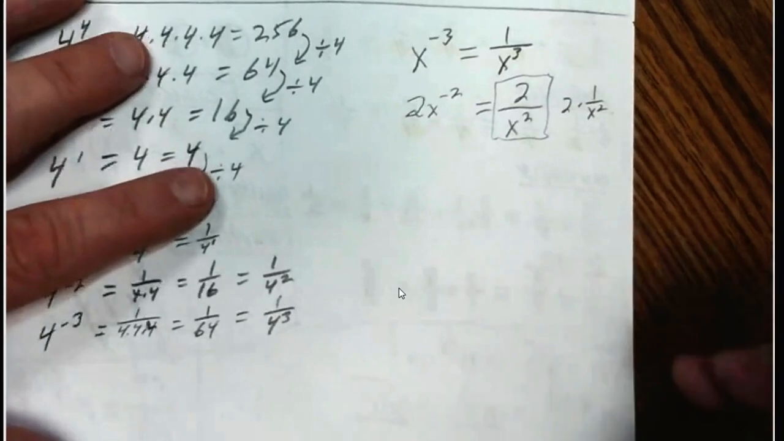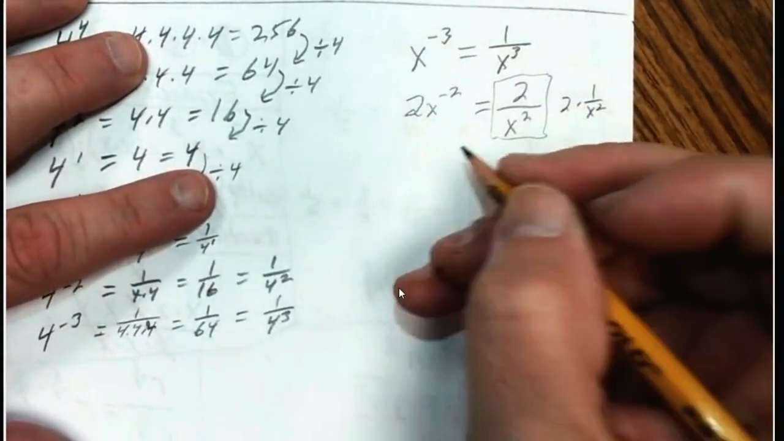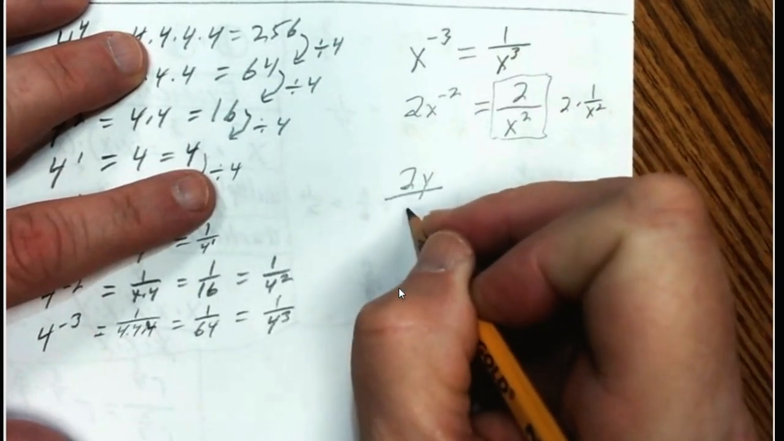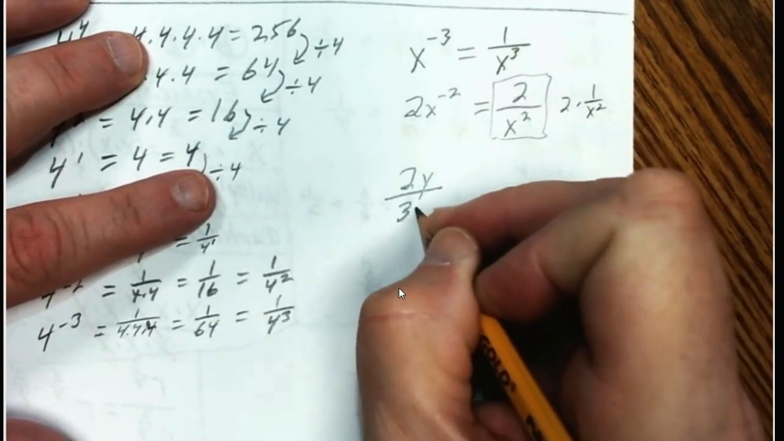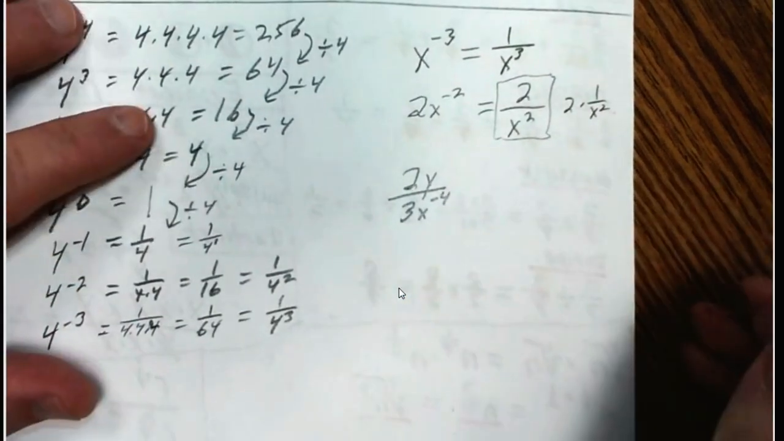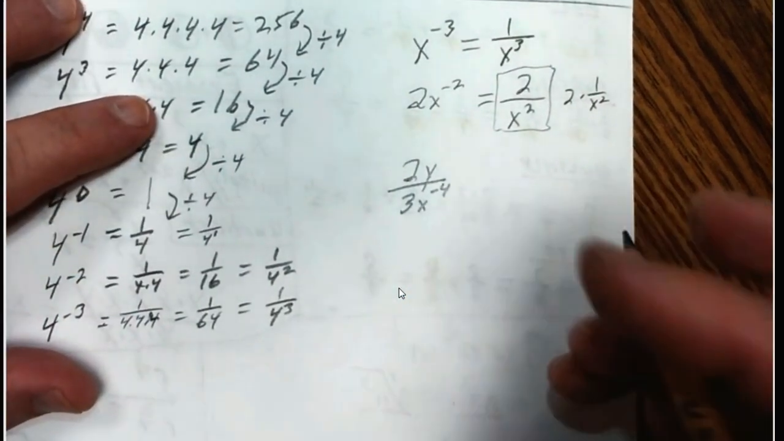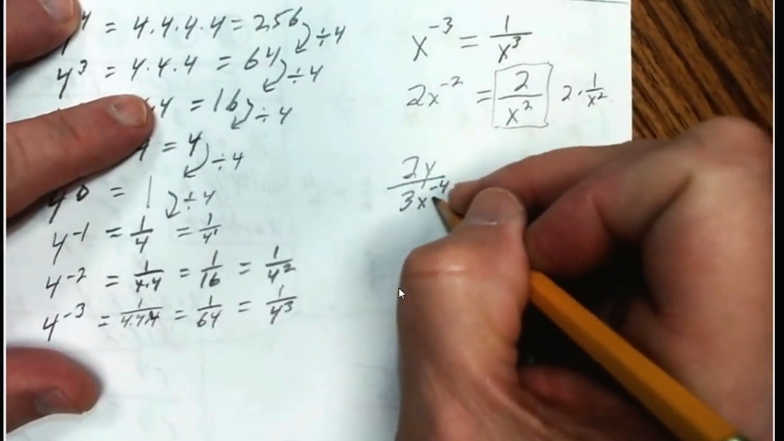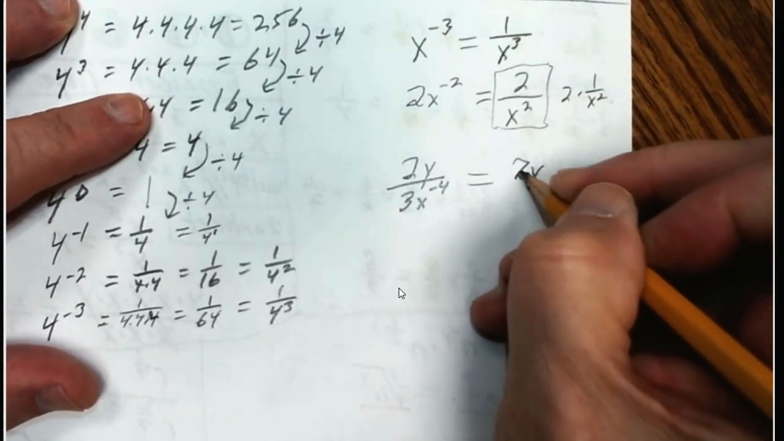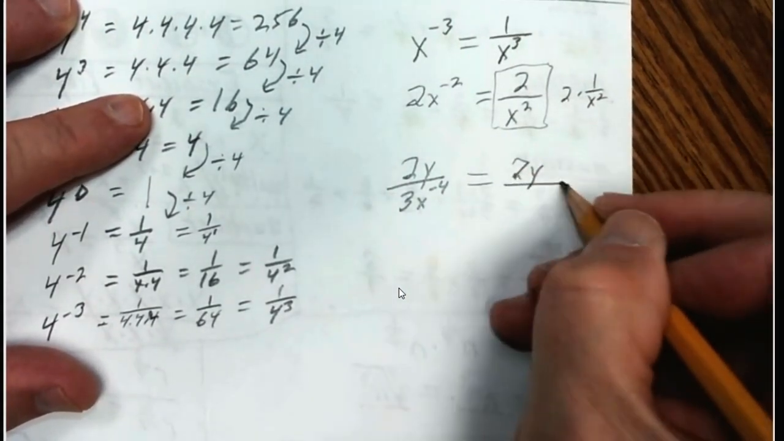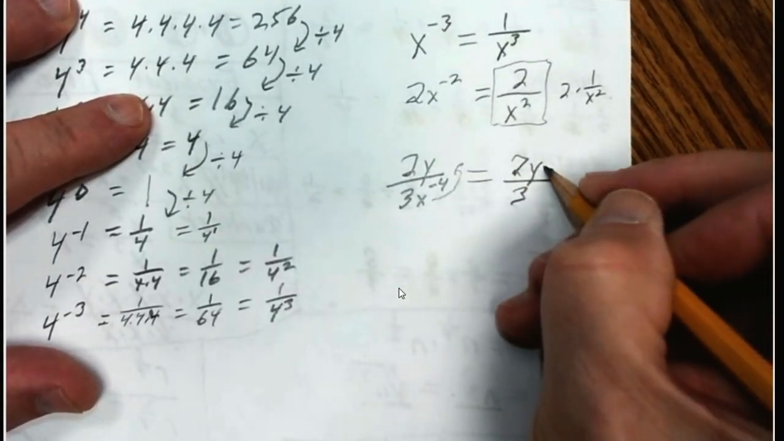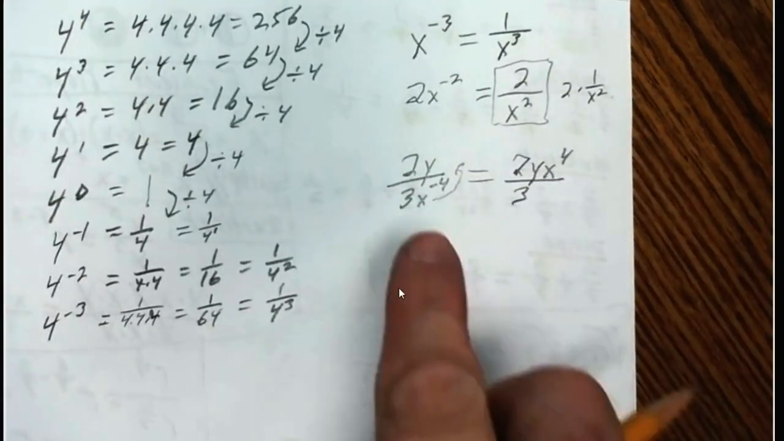It works in the opposite way too. Let's say we have 2y over 3x to the negative 4th power. To simplify, we should never have a negative exponent. So the 2y stays on top because it was already on top, the 3 stays on the bottom, and the x we need to move up and make it x to the 4th power.